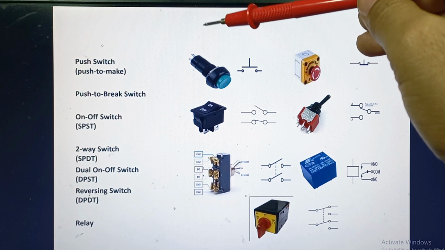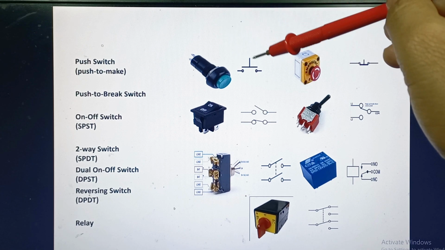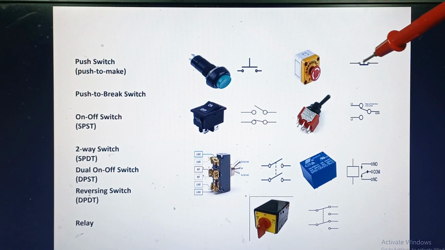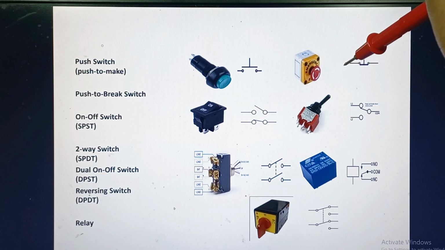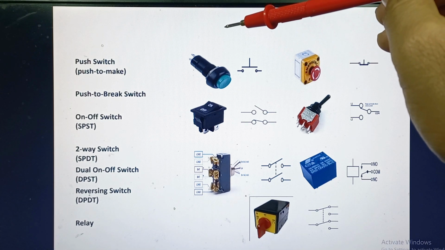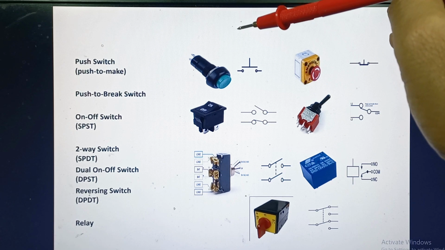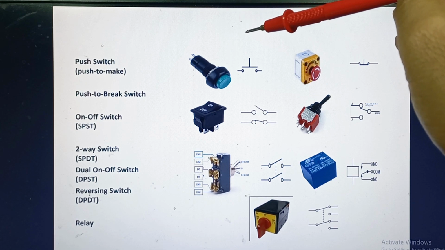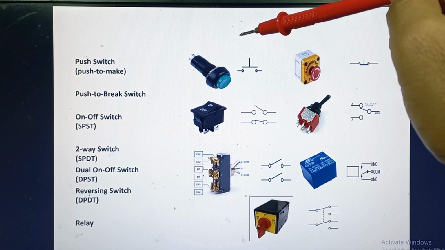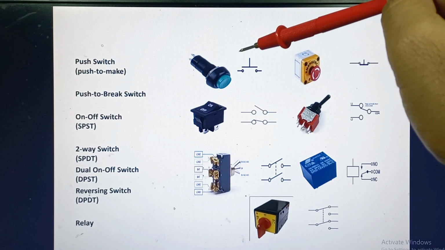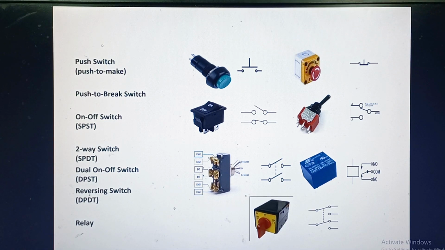A single pole, single throw, like the one shown over here. An SPST switch is a switch that only has a single input and can connect only to one output. It serves in an electric circuit as an on-off switch.